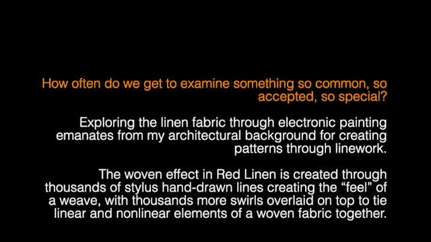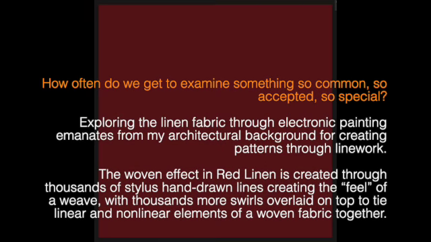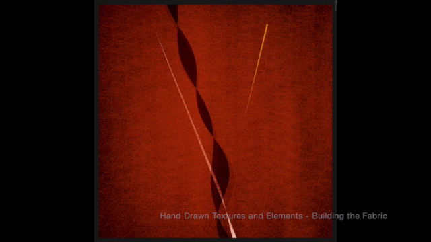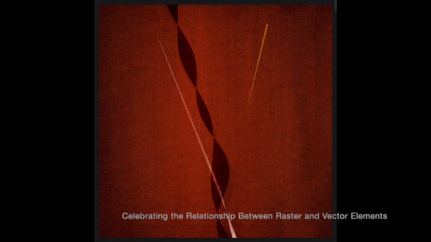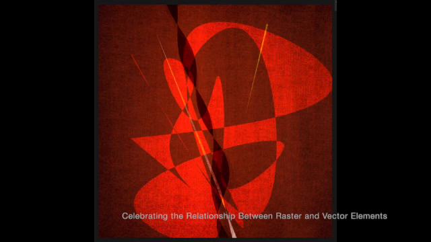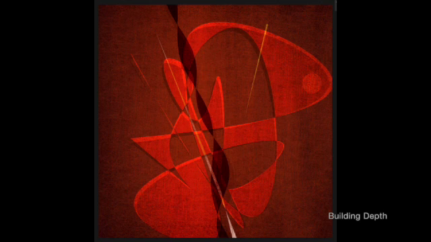Red Linen is a work that explores a common fabric and how it's constructed through electronic painting, where hours and hours of freehand lines and swirls and verticals are layered on top of each other to create the pattern effect of the fabric, and abstract forms suggesting a weave in progress with threads and yarn with light shining onto the work.